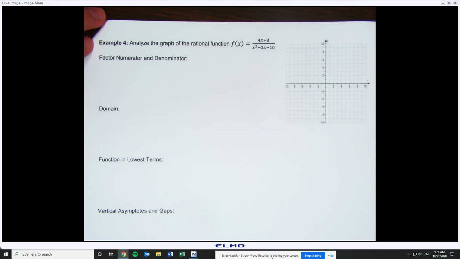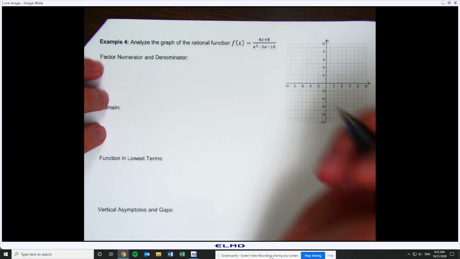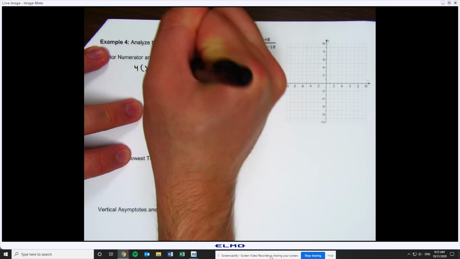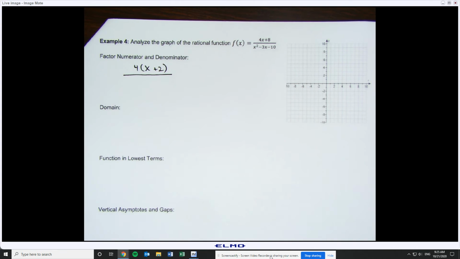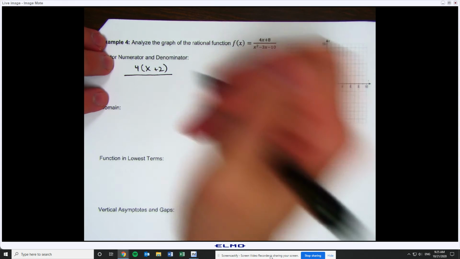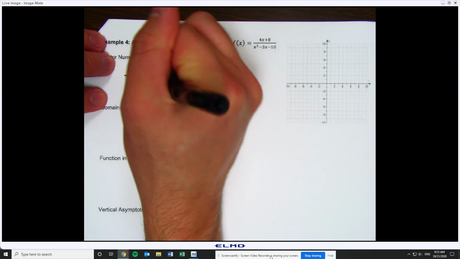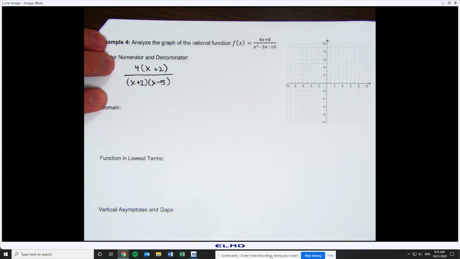All right, so onward to the next. I'll go through these a little bit quicker. So step 1, we're going to factor. So factoring this, I see I can take a 4 out. So I have 4, and then I have x plus 2. Next thing, for the denominator, I'm going to use the ABC method. For this, I see that I'm going to need to use +2 and -5, almost got that backwards. x plus 2, x minus 5. There we go. And all my factoring is done.